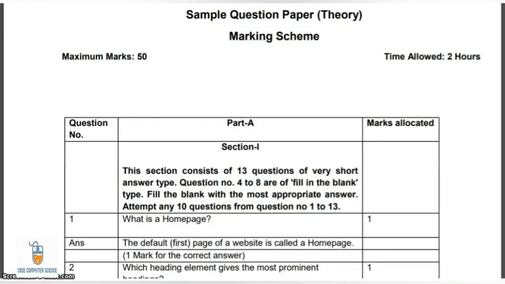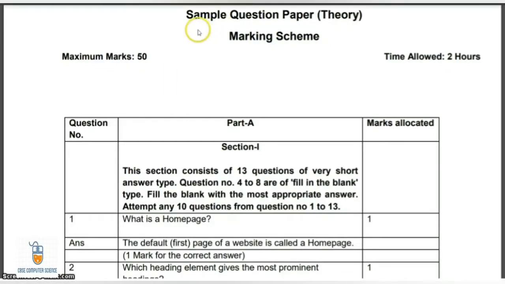Hello students, in today's video we are going to discuss the sample question paper for ICT, that is Computer Applications theory, which is going to appear for 50 marks and the time allowed would be 2 hours. So 50 marks would be theory and 50 marks would be practical. So let us start with the question paper.